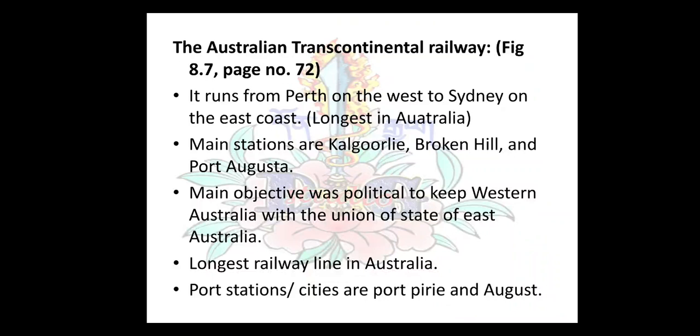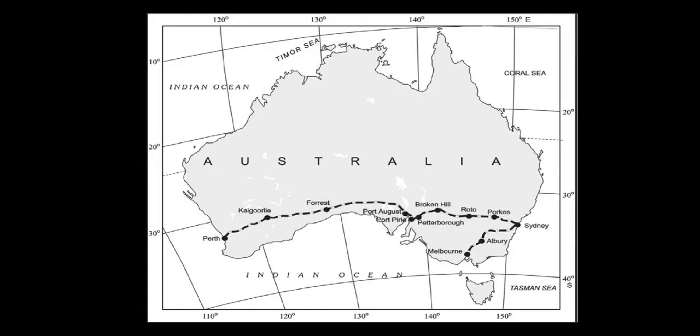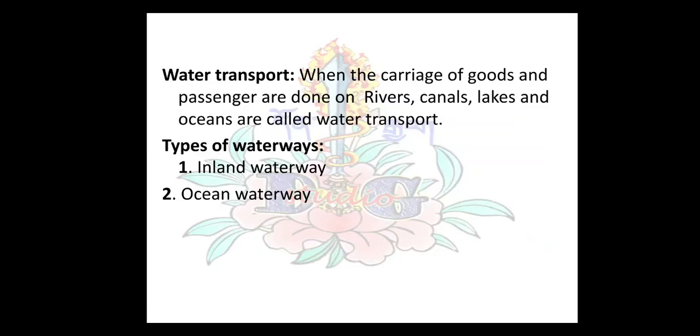The main objective of these three transcontinental railway lines was the same, that is, a political reason, but later on they are used for economic reasons. This particular railway line unifies east and west Australia. It is the longest in Australia. This railway line connects two port towns, port cities such as Port Pirie and Port Augusta. Both these ports are located in the Gulf of Spencer. So this is the map of the Australian transcontinental railway line.